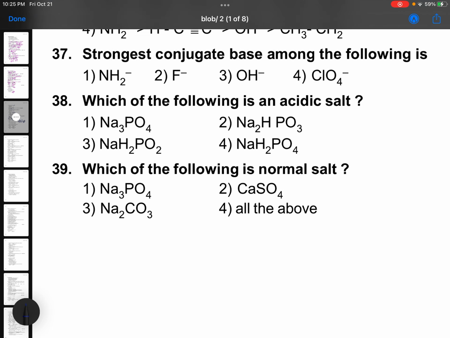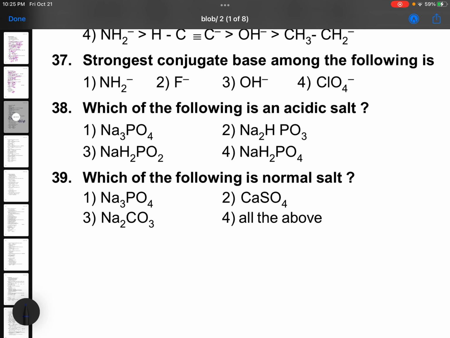We will take a break after these three questions. Just check: strongest conjugate base among the following. Just now we were discussing something similar. Strongest conjugate base means the acid must be the weakest acid. This is water. This is coming from HClO4, the strongest acid, so this is the weakest conjugate base, you can say.